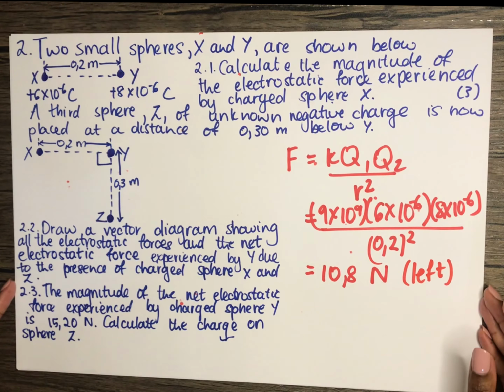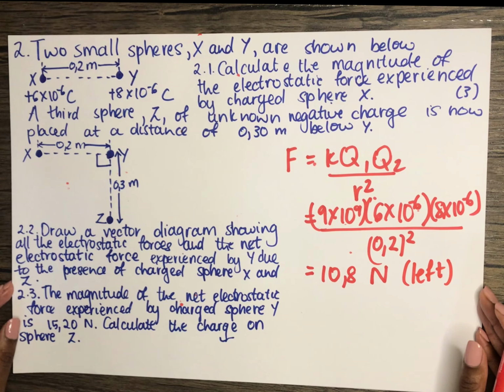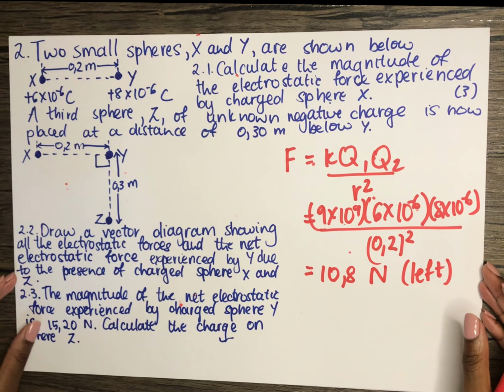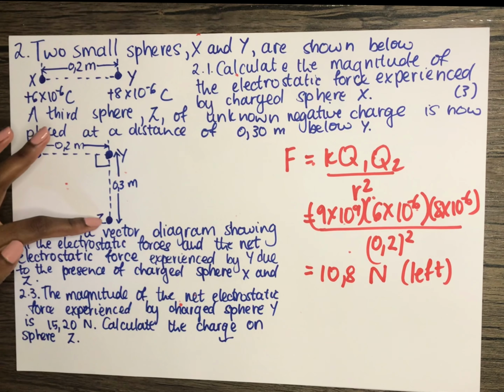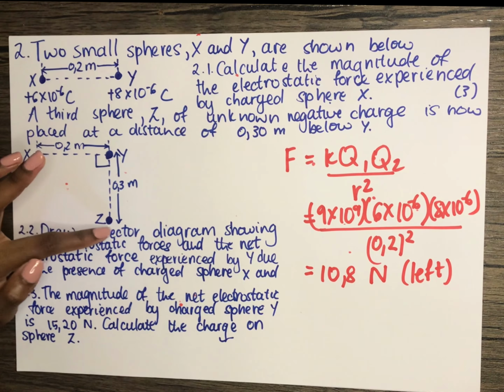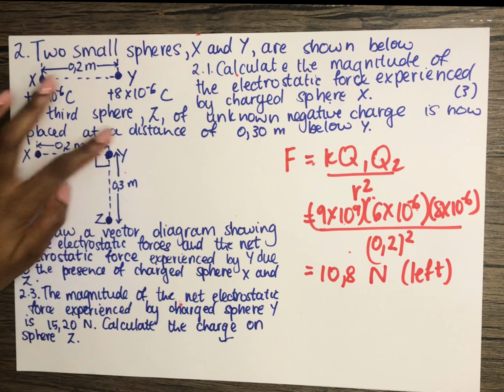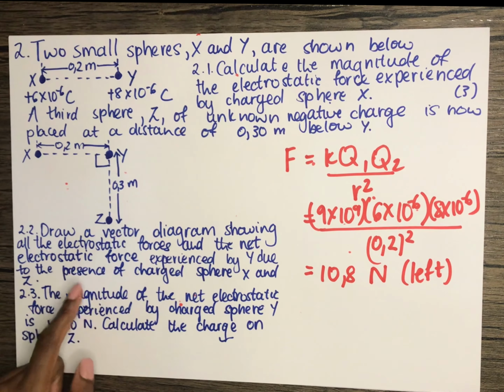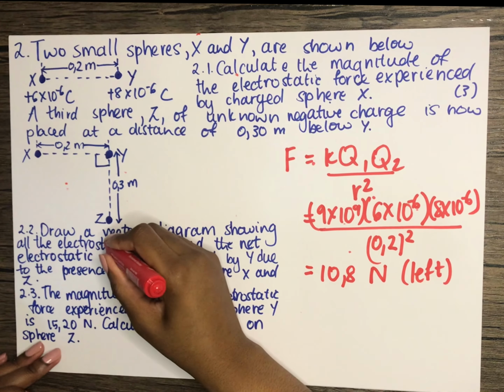And then 2.2 says, draw a vector diagram showing all the electrostatic forces and the net electrostatic force experienced by Y due to the presence of charged sphere X and Z. So they've introduced a Z of unknown negative charge, right? Place the distance of 0.3 below Y. Now they say draw a vector diagram. It's important that they say vector diagram.